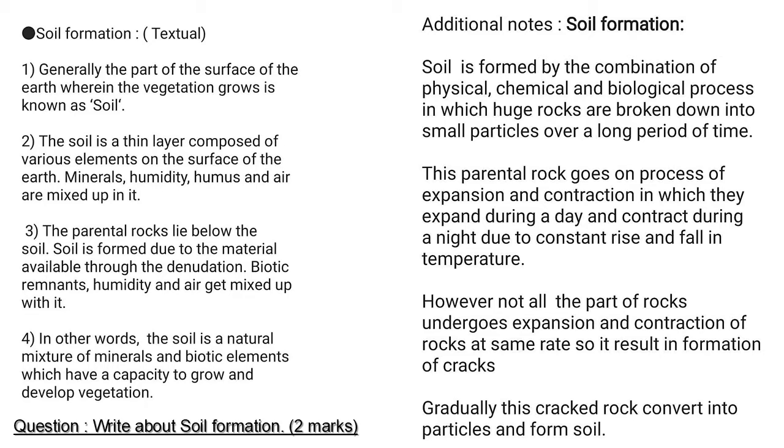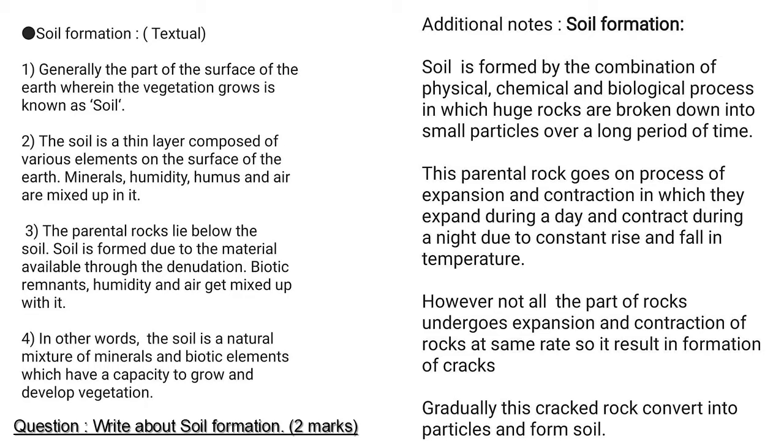So again, the soil is an upper thin surface area which has a capacity to grow vegetation, and soil is comprising, meaning it is made up of, a mixture of minerals, humidity, humus and air. The parental rock lies below the soil. Parental rock is a main rock, you can say, which breaks down due to the process of denudation. So, soil is formed due to the material available through denudation.